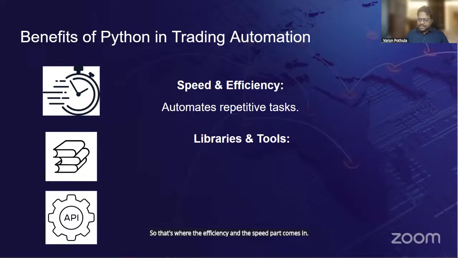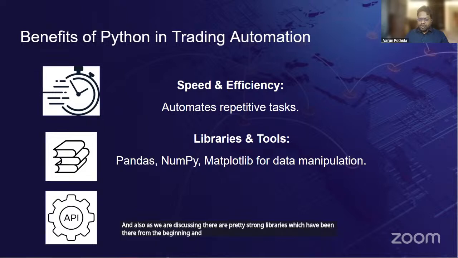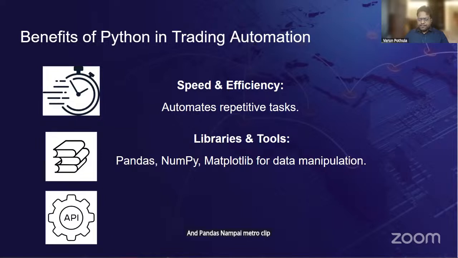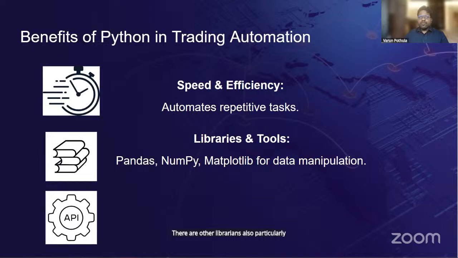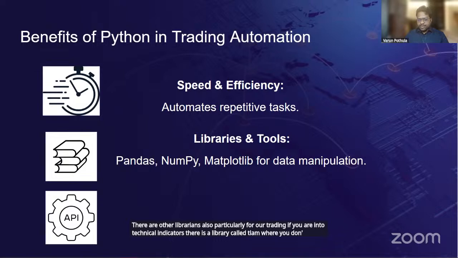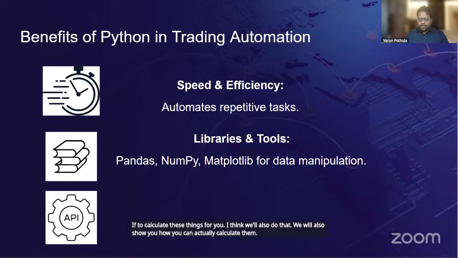And also, as we were discussing, there are pretty strong libraries which have been there from the beginning and which got improved a lot through the use cases and over the years. Pandas, numpy, matplotlib are pretty famous ones in terms of analysis, especially data analysis and time series analysis. There are other libraries also, particularly for our trading. If you are into technical indicators, there is a library called TA-Lib, where you don't need to code the indicators by yourself. You can directly import the library and use its functions to calculate these things for you. We will also show you how you can calculate them in a couple of minutes.